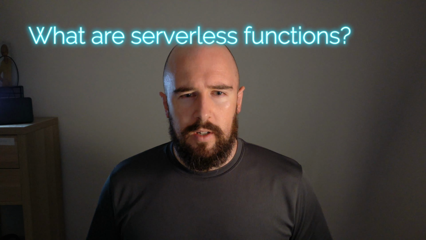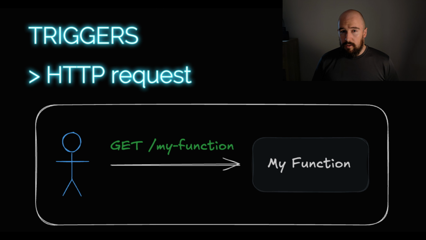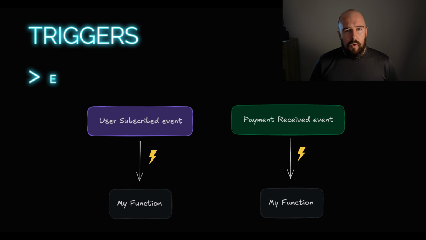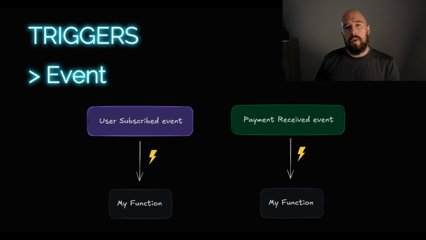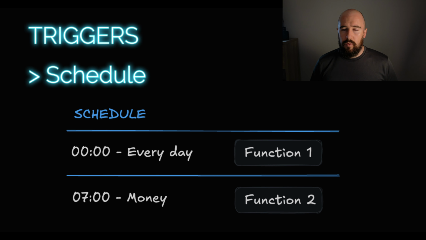So what are serverless functions? Simply, the bits of code which run in the cloud somewhere, on a server. It's not your server, managed by someone else, still a server. So how do we trigger these bits of code? Lots of ways. We can use HTTP triggers, where the function essentially acts as an API and we make requests to it. We can use event triggers. For example, when a user subscribes or makes a payment, we trigger our code. And lastly, we can use schedule triggers. For example, to run every day at midnight or run once a week.